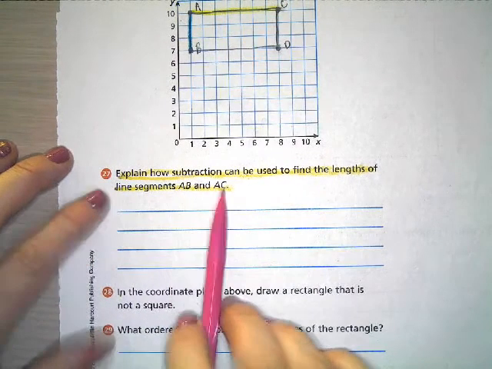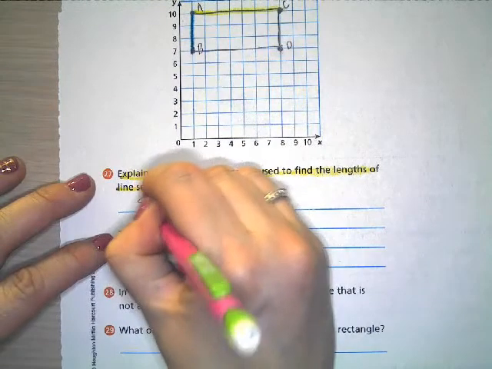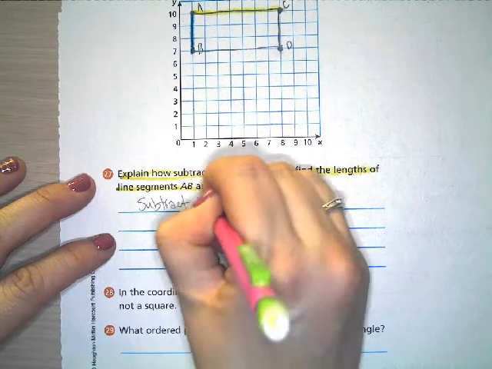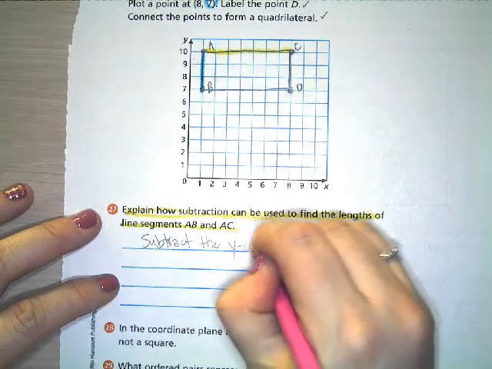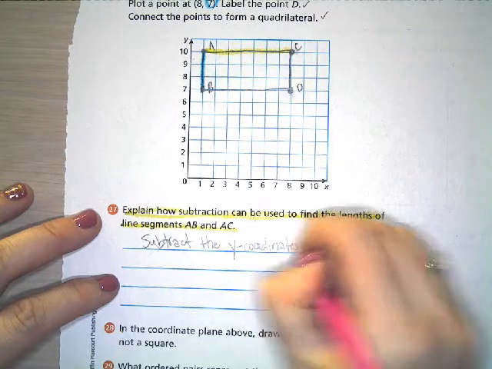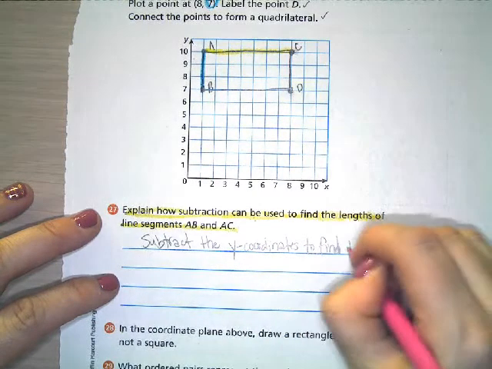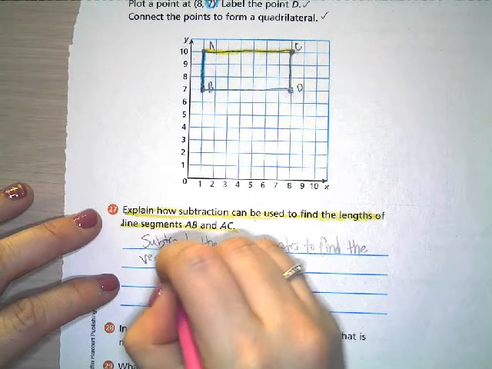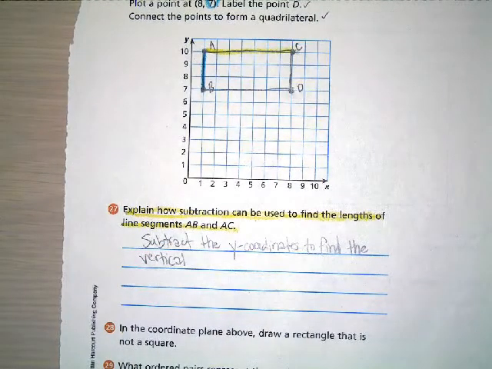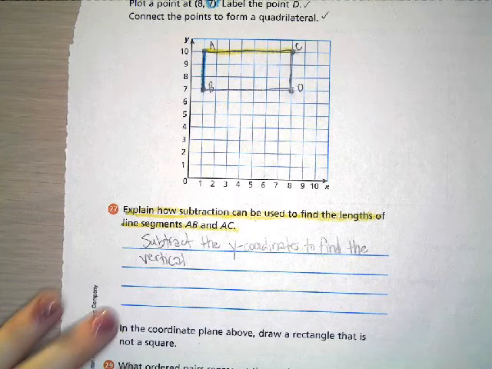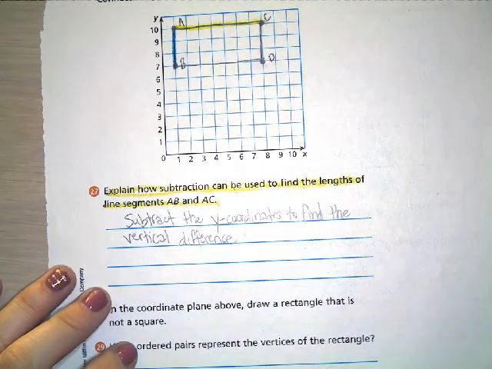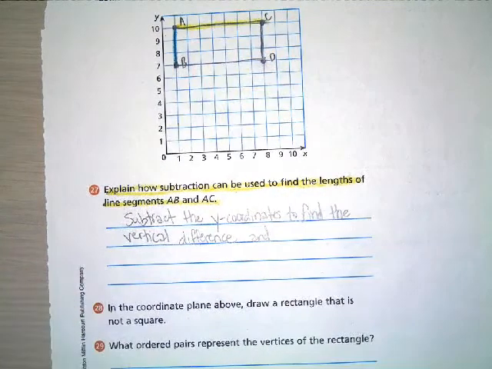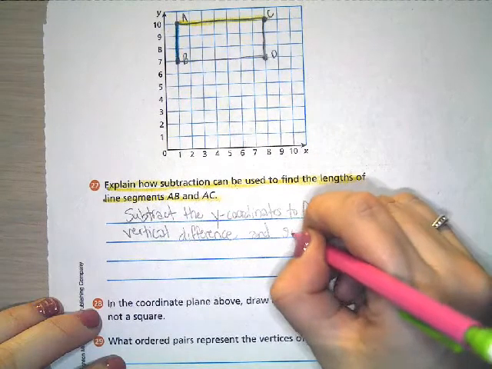Okay, so how are we going to say that with words? Explain how subtraction can be used to find the lengths of line segments AB and AC. You're just going to say this. Subtract, in this case it was the y coordinates. Subtract the y coordinates to find the vertical difference. And that makes sense because vertical means how tall or how far up something goes. So subtract the y coordinates to find the vertical difference. And then we're going to say the next part. And subtract the x coordinates to find the horizontal difference.